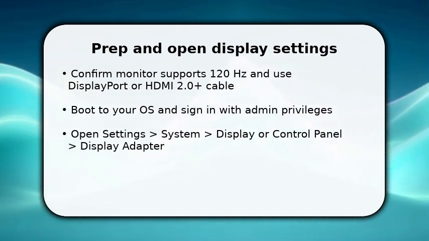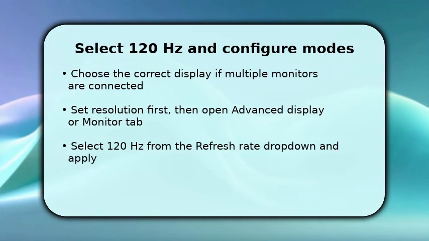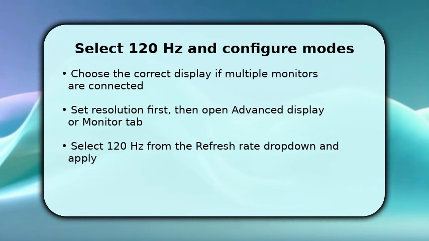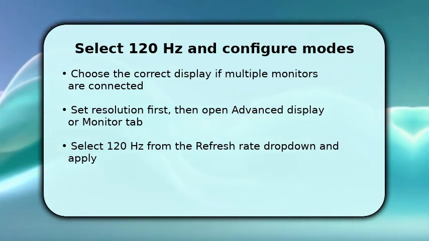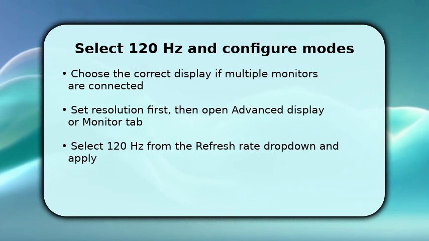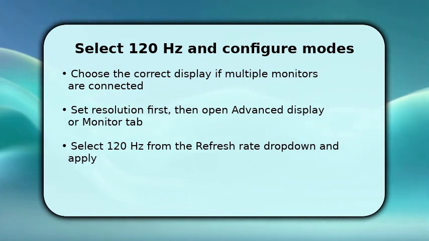First, select the target display if multiple monitors are connected so you don't alter the wrong screen. Next, set the recommended resolution. Refresh rates depend on resolution and cable bandwidth. Then open Advanced Display Settings or the Monitor tab in Adapter Properties. From the refresh rate drop-down, pick 120Hz and click Apply.